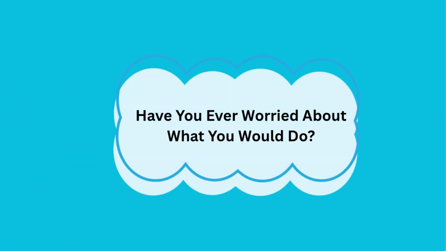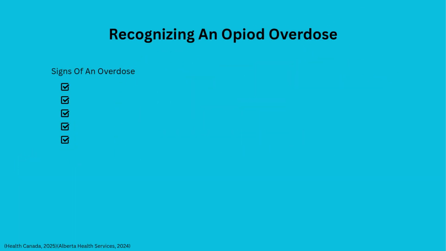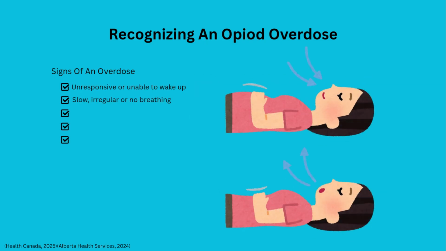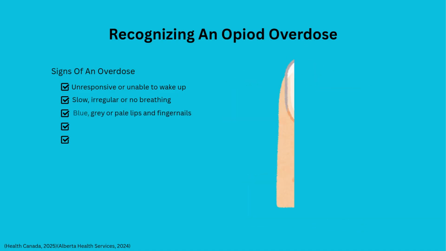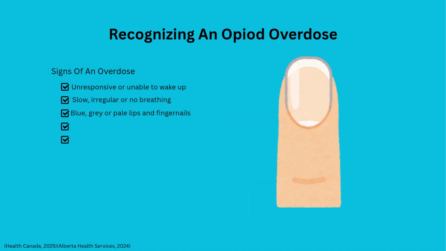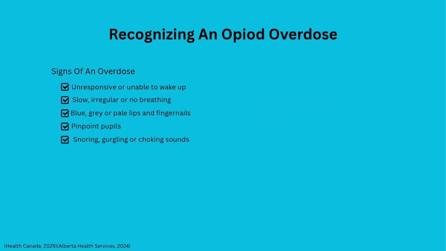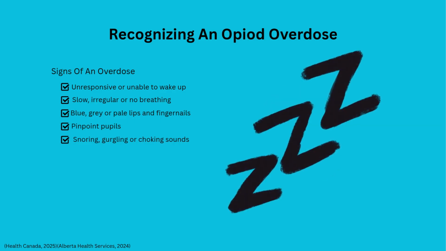Have you ever worried about what you would do if someone stopped breathing because of an opioid overdose? Here are some signs of an overdose: unresponsive or unable to wake up, slow, irregular, or no breathing, blue, gray, or pale lips and fingernails, pinpoint pupils, and snoring, gurgling, or choking sounds.